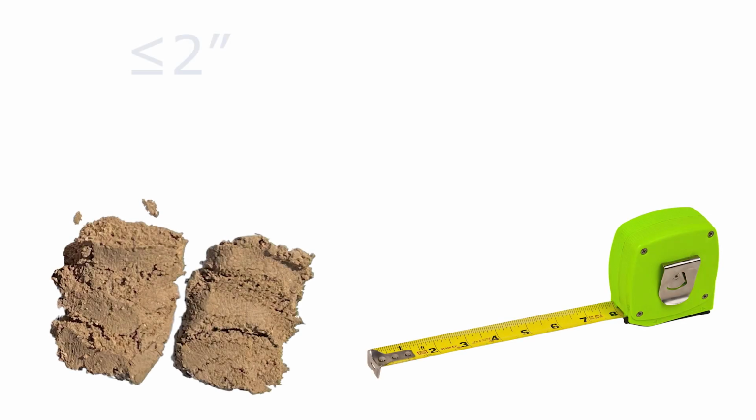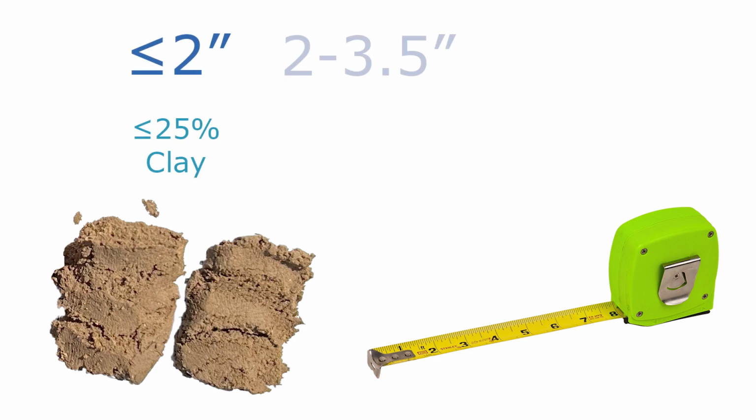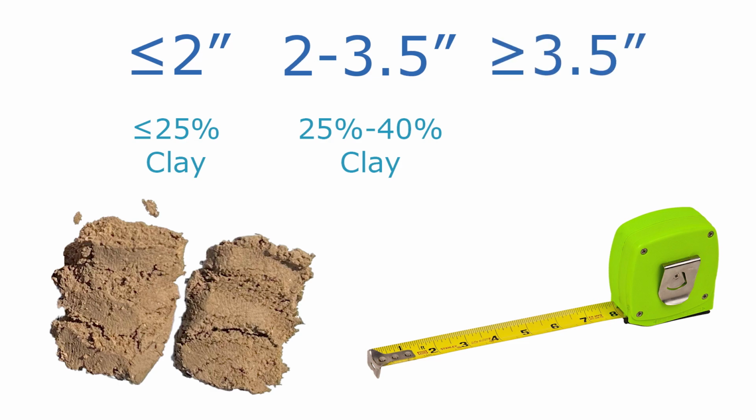If you have ribbons that are 2 inches long or less, then the soil contains up to 25% clay. If you have ribbons that are between 2 and 3.5 inches, then the soil is about 25% to 40% clay. And if you have ribbons that are greater than 3.5 inches, then the soil is greater than 40% clay. So the longer the ribbon, the higher the clay content. Write down the length of the ribbon or keep it in mind while we do the final step of the process. Note that these ribbon lengths are specific to Washington soils.